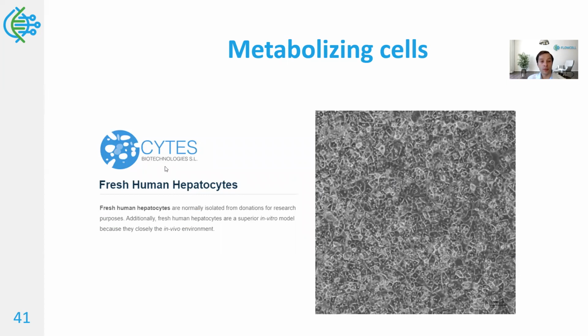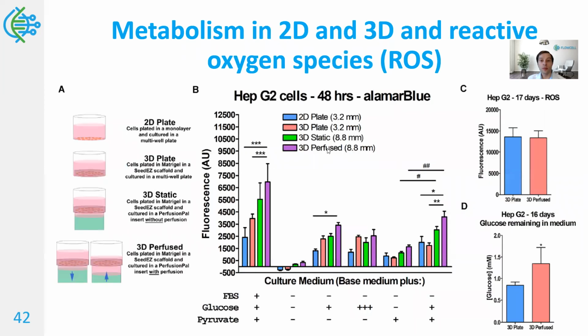One of our partner companies, Sites Biotechniques, is specialized in delivering fresh human hepatocytes. They also deliver them frozen, but this is a very efficient way of studying liver biology. It's comparable in price and greater in ease compared with induced pluripotent stem cells. So this is a very favorable third reagent.